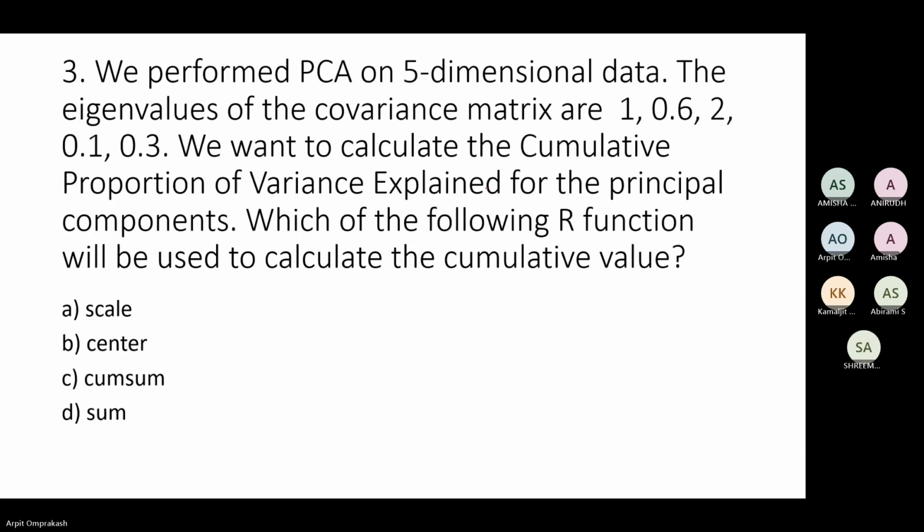Okay. The third question is, we perform PCA on 5-dimensional data. The eigenvalues of the covariance matrix are 1, 0.6, 2, 0.1, 0.3. We want to calculate the cumulative proportion of variance explained for the principal components. Which of the following R functions will be used to calculate the cumulative value? So the answer here is cumsum, which is the cumulative sum function.